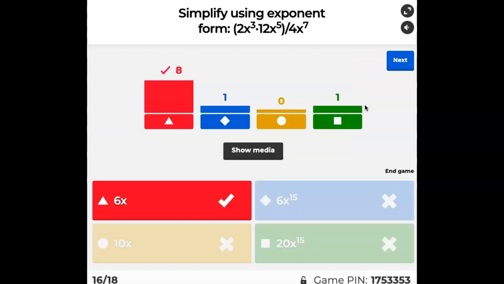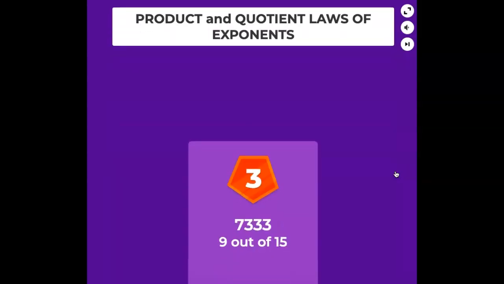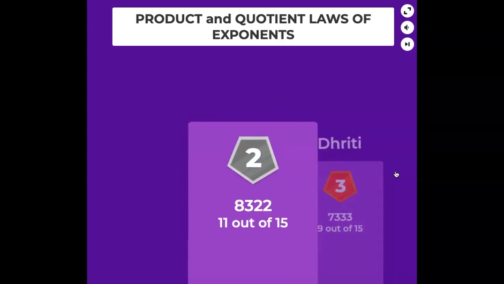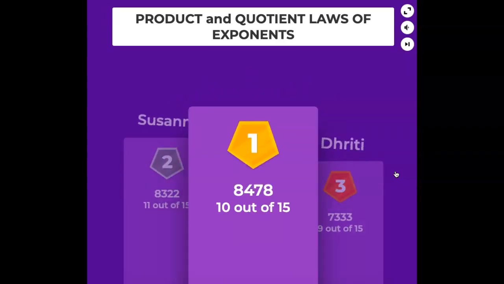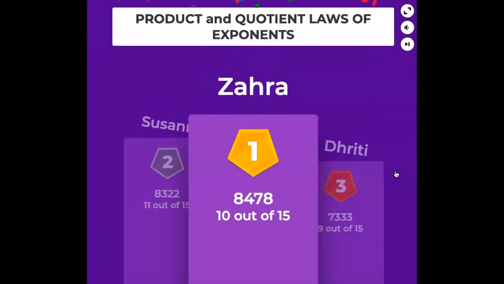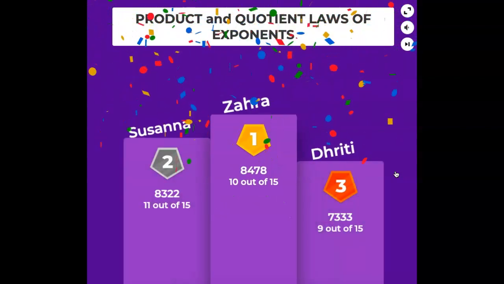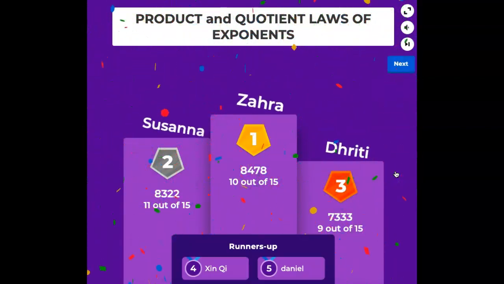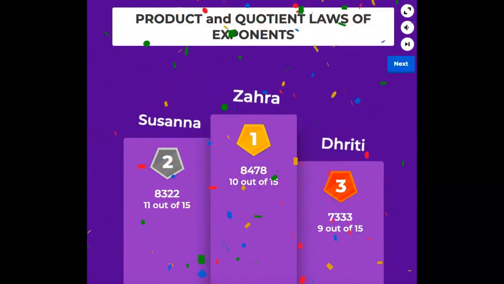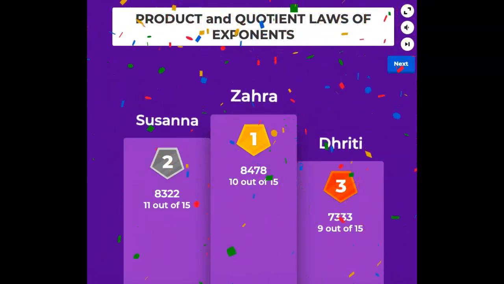Oh, wow. I didn't expect that you guys got that correct. That is so cool. All right, we end this game. Let's see who's the winner. Product and Quotient Law of Exponents. Third place goes to Trinity. Second goes to Susanna. And the first place goes to Sarah. And the next two are Zinky and Danielle. Wow, you guys are good. So we're gonna work on this again next time, all right?